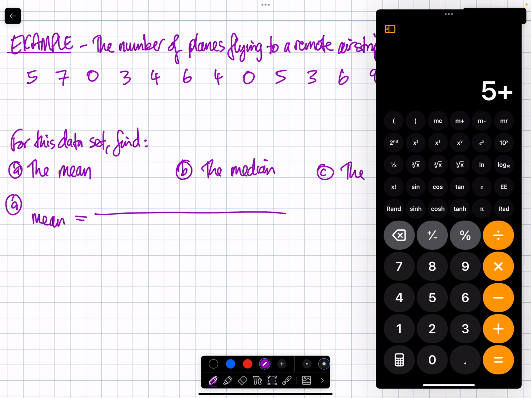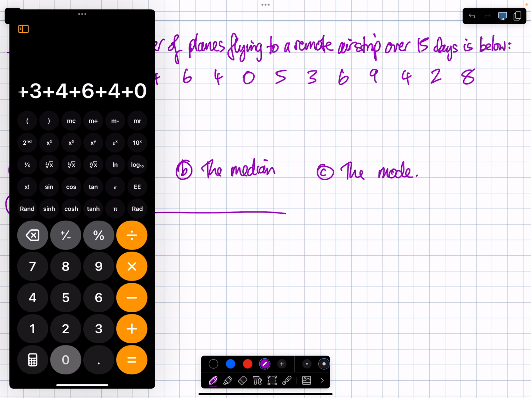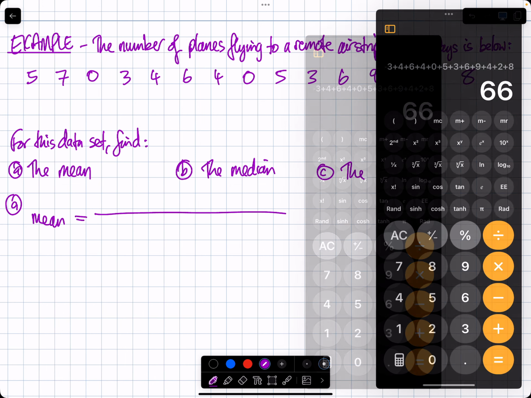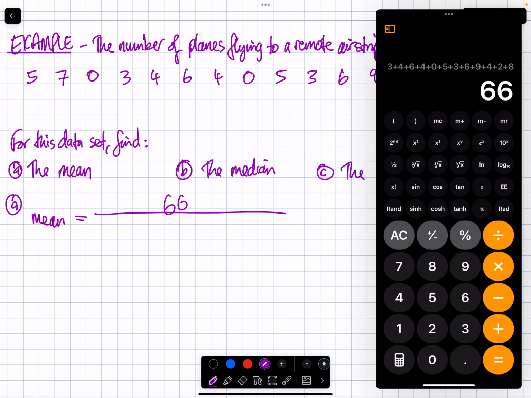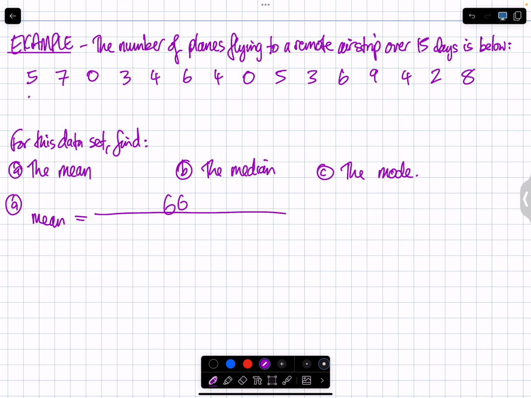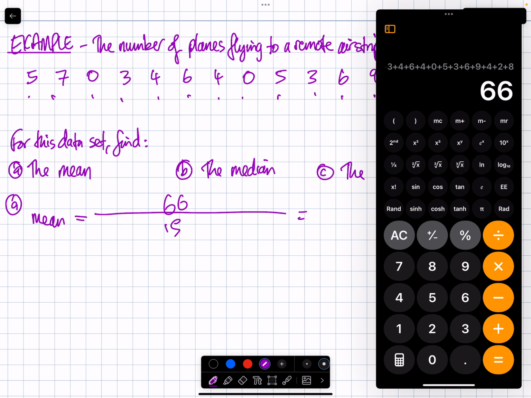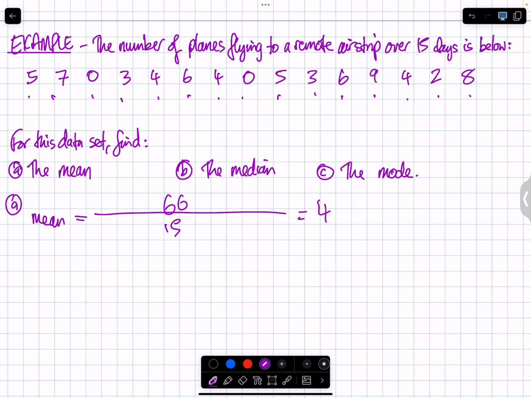So 5 plus 7 plus 0 plus 3 plus 4 plus 6 plus 4, running out of space, plus 0 plus 5 plus 3 plus 6, 9, 4, 2, 8, 66. Over, how many numbers did I just add together? 1, 2, 3, 4, 5, 6, 7, 8, 9, 10, 11, 12, 13, 14, 15. I can't do divisions in my head, so I go 66 divided by 15, 4.4. That is the mean. Okay?